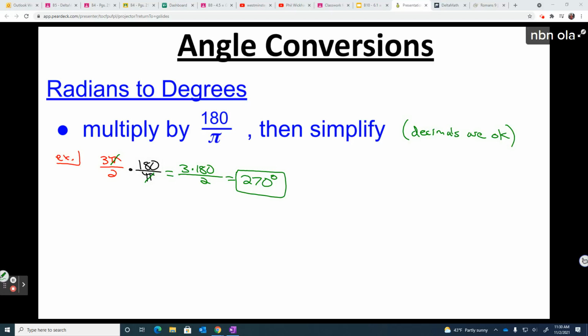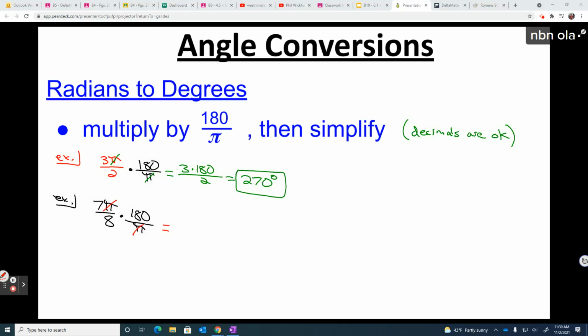So there's only 2 formulas. You multiply by pi over 180, or you multiply by 180 over pi. Let's try another one. Let's make one up here. Let's say it's 7 pi over 8. Same process. Multiply by 180 over pi. I would suggest writing it out, even if you got the hang of it. Just write it out every time. You can see these cancel.